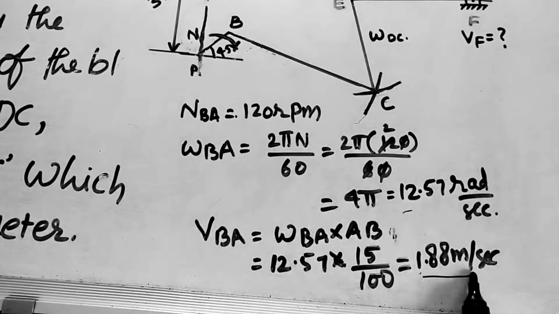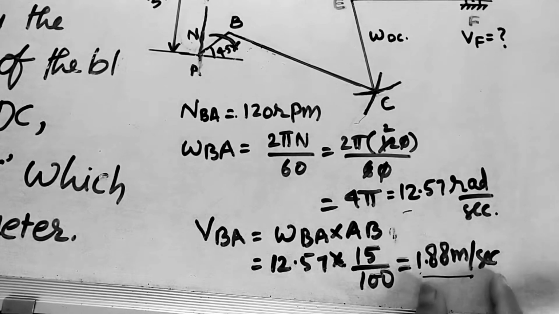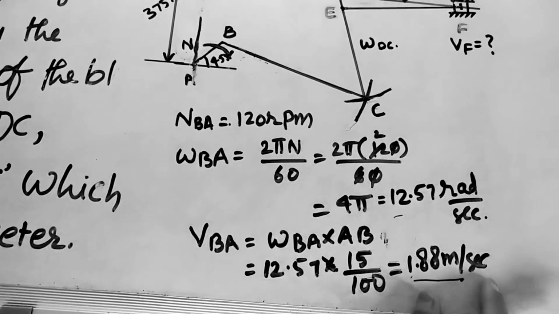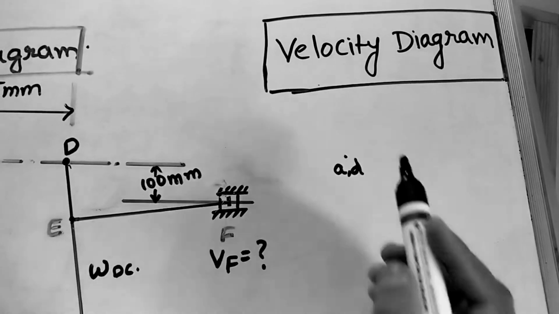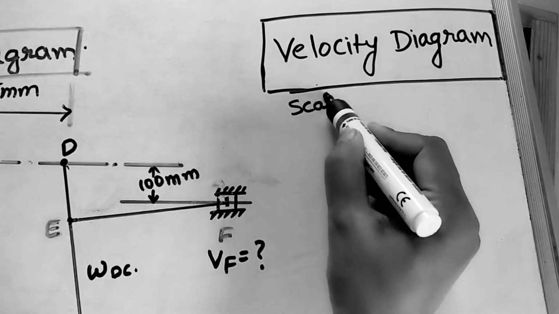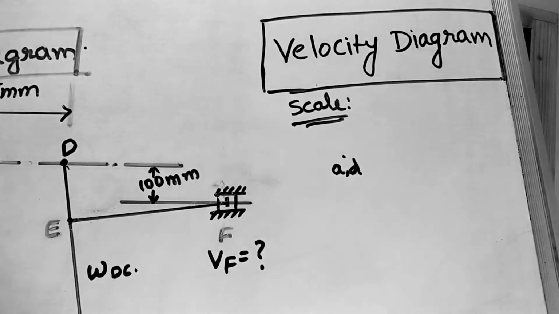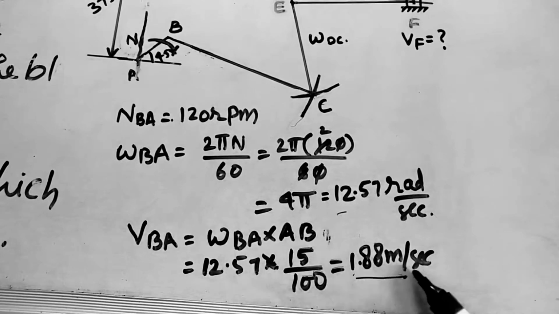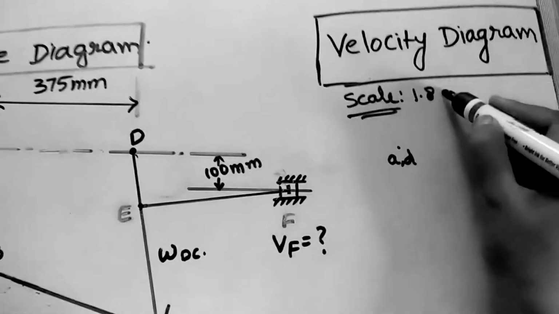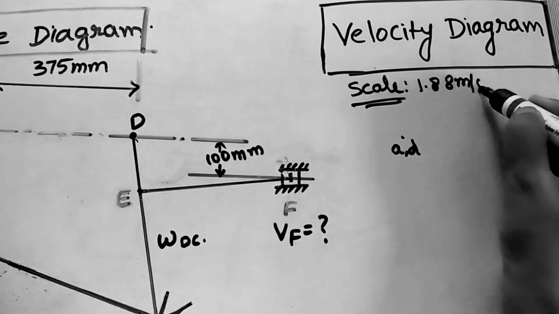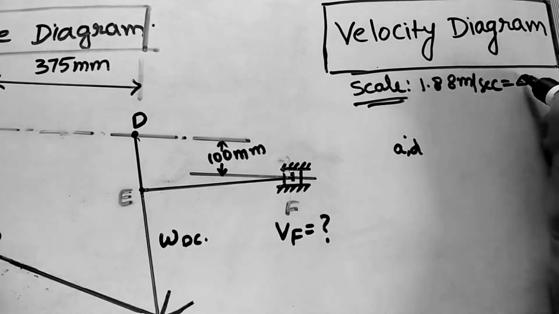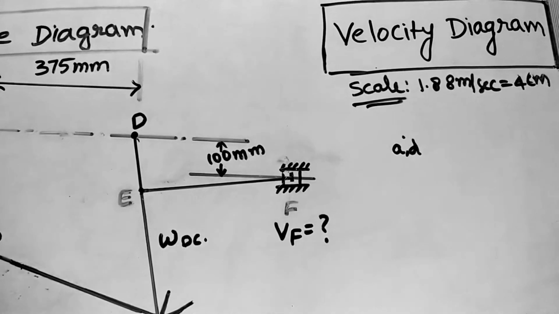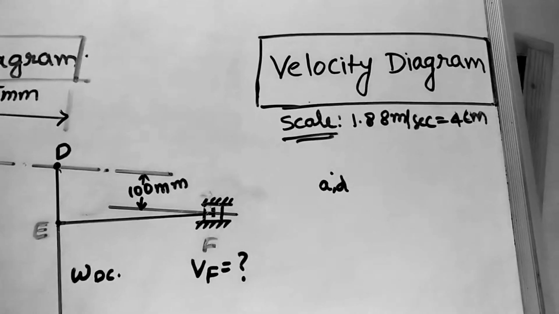Take a scale so that we can mark this length. I am considering one scale in the velocity diagram. Whatever value is coming here, 1.88 meter per second, I am taking as equal to 4 centimeters. This is the scale I am taking.